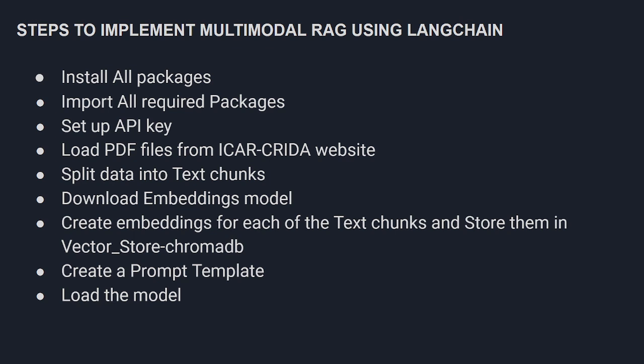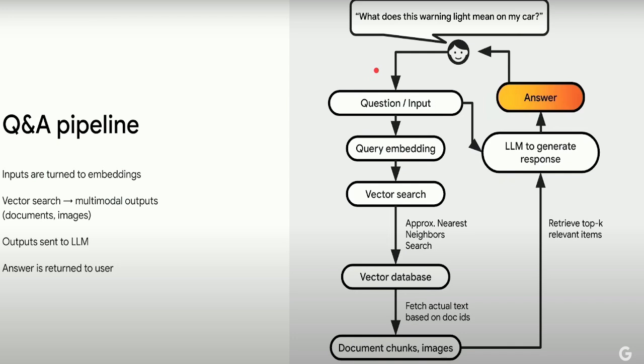And these are the steps to implement multimodal RAG using LangChain. Install all packages, import all required packages, set up the Google API key, that is for Gemini 1.5 Pro, and load PDF files from iCarpedia website, split the data into text chunks, and download embedding models and create embeddings for each text chunk and store them in a vector DB. Create a prompt template and load the model and get the result.